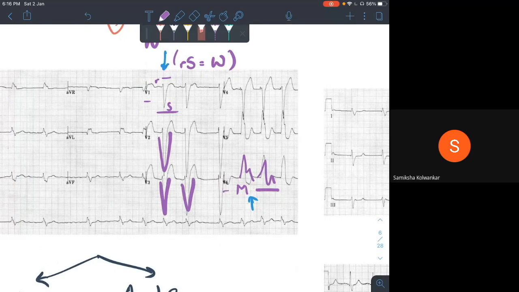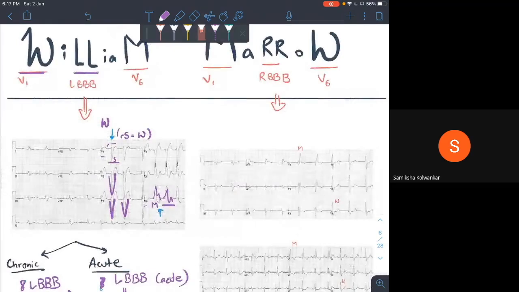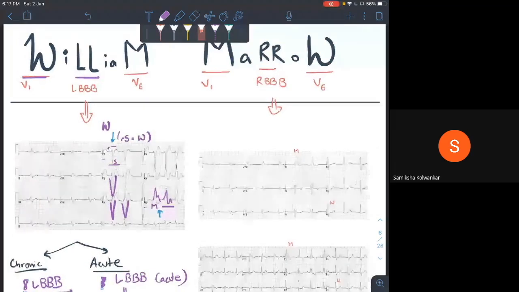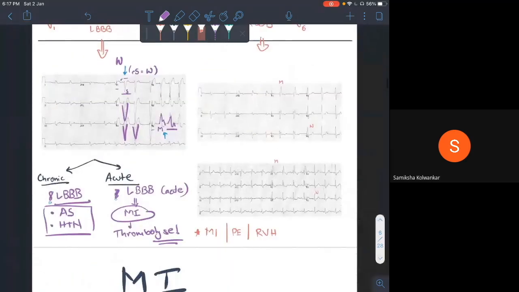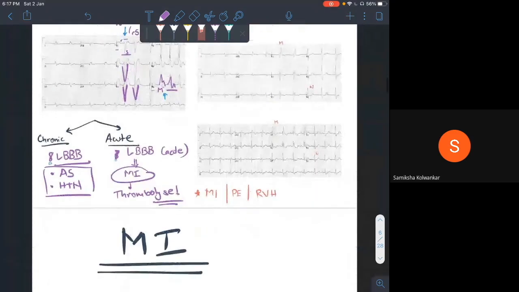This deep Q wave is indicative of an MI as well. We'll discuss that going ahead. But basically, you're going to look at this. You're going to see all the other things in the LBBB, and you're going to diagnose LBBB. You're going to see if it's an acute or a chronic LBBB, and accordingly manage it.